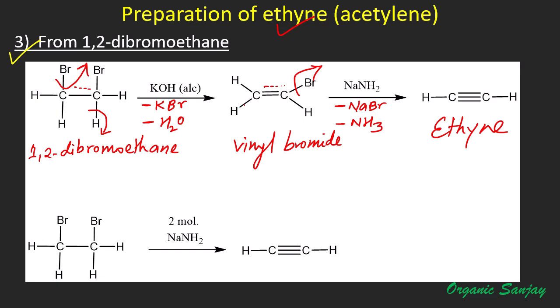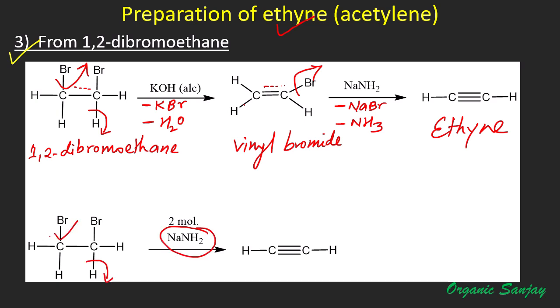Now, this reaction can also be done by using sodium amide only. Since it is a strong base, instead of using KOH and then changing the base again, we can directly start by using sodium amide. When we use 2 moles of sodium amide, the first mole will be consumed.